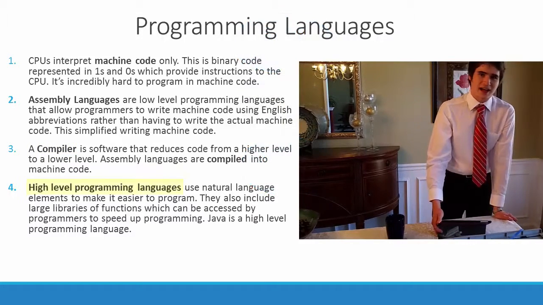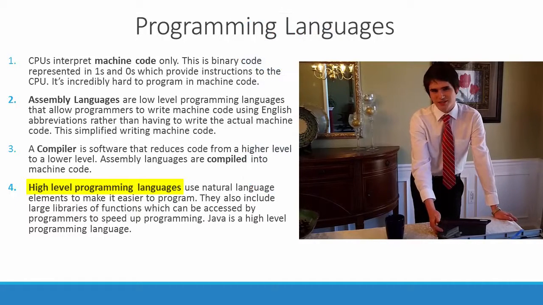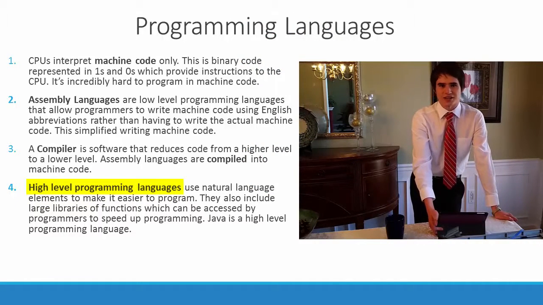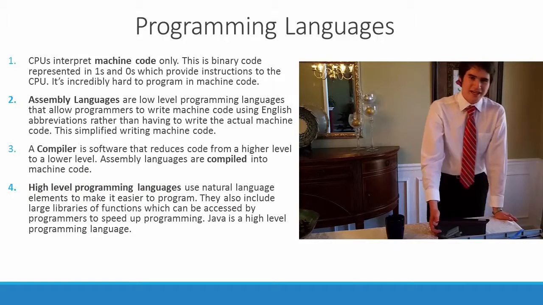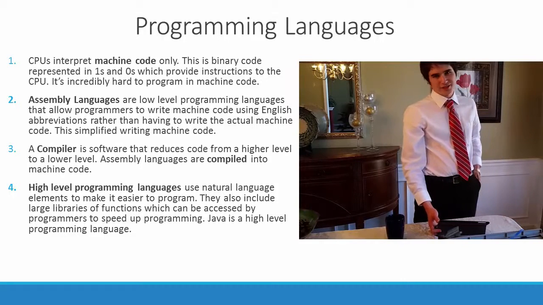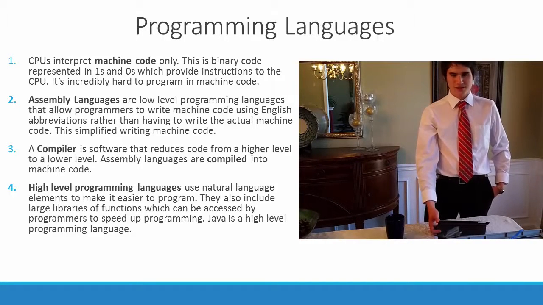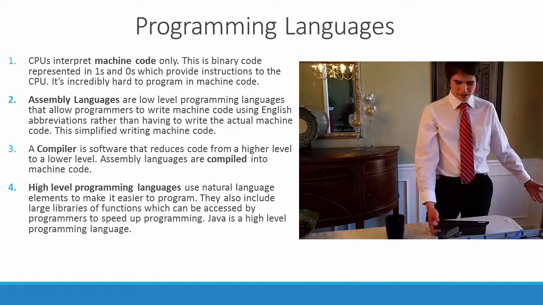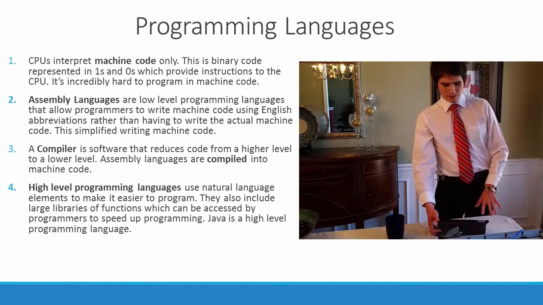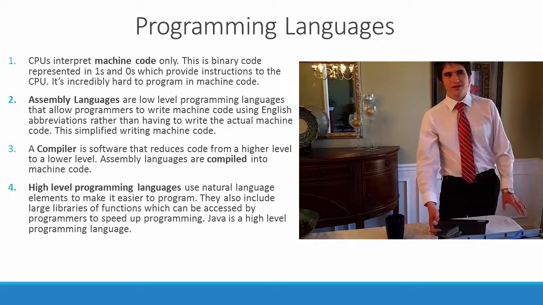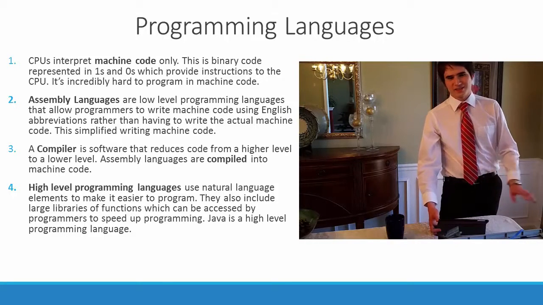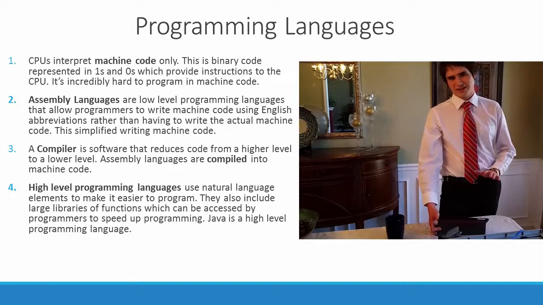And finally, we have high-level programming languages. And that is things like Java, C++. Those are all high-level programming languages. And they use natural language elements to make it easier to program. They also include large libraries of functions, or in Java's case, methods, which can be accessed by programmers to speed up programming. So instead of having to write everything yourself, it's already available for you in a library. We'll get into that a lot later.